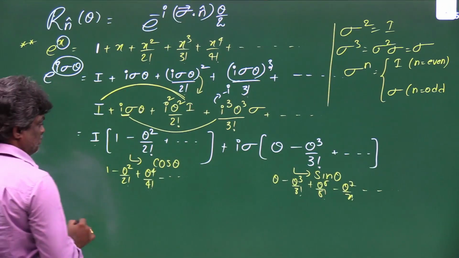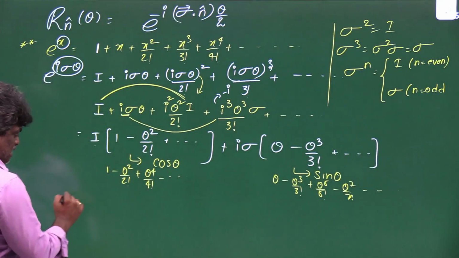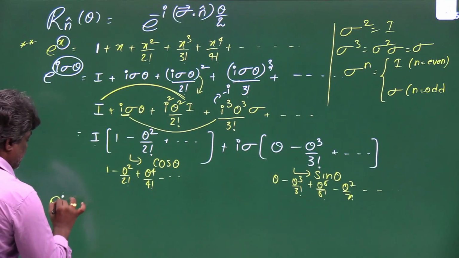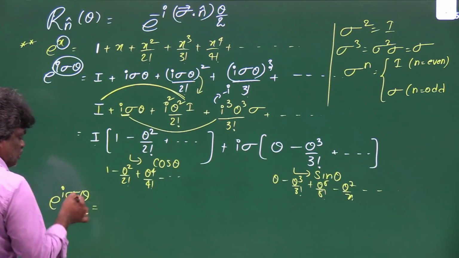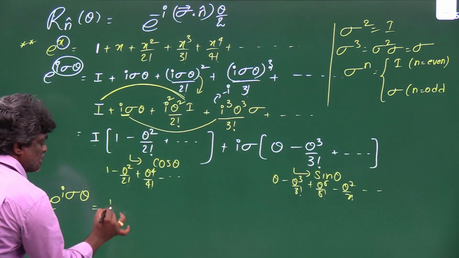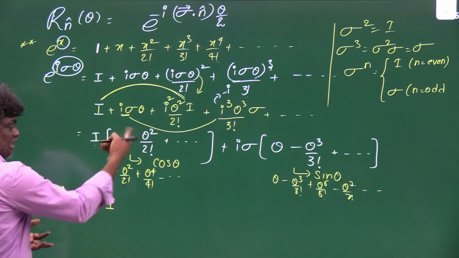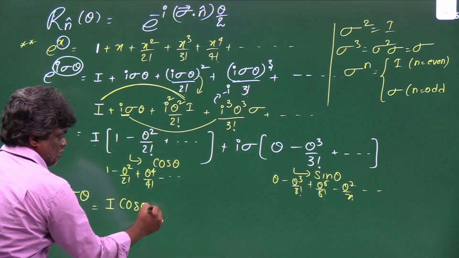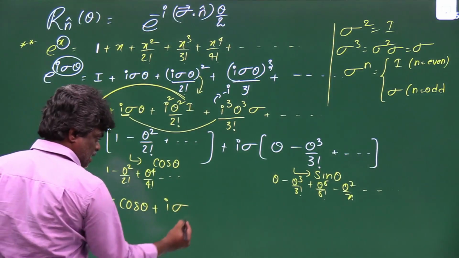Got it. Odd, even. Right. So finally, e raised to I sigma theta. This is what we derived. How much we got, sir? I cos theta plus I sigma sin theta.